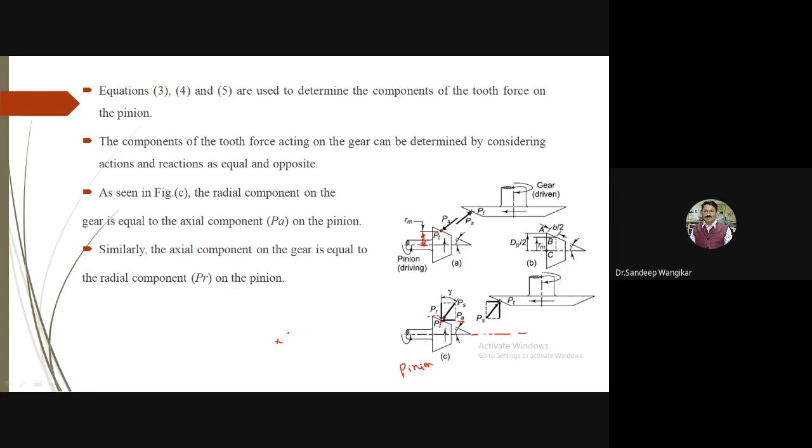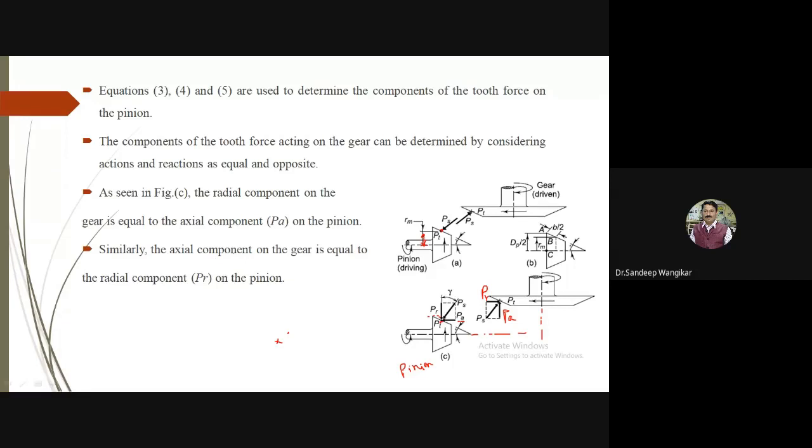Now, very, very important, friends. The directions for the gear are equal and opposite. So for the gear, this is your PR and this is your PA along the axis. But for the gear, your PA is equal to PR of the pinion, and for the gear, your PR is equal to PA of the pinion. So this is somewhat different as compared to others.